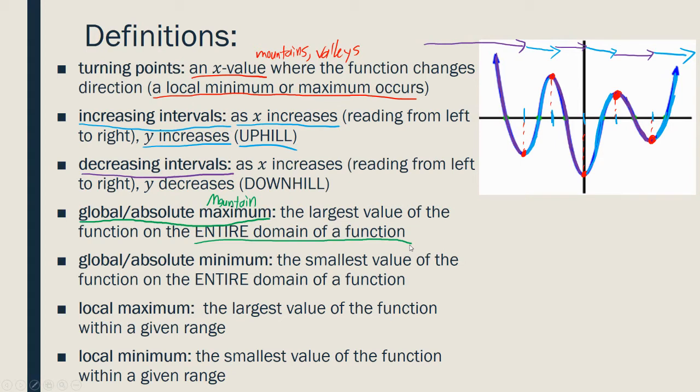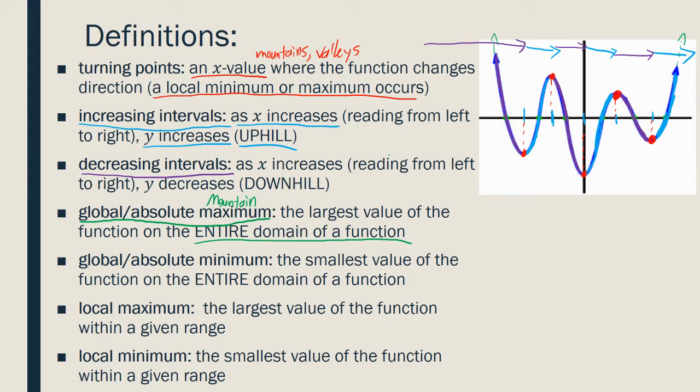entire function. If one exists, I'm looking for the highest point. Well, you'll notice that this point seems pretty high, but the graph keeps going up in this direction forever and ever, and up in this direction forever and ever. So like on this graph, there would not be a global maximum because there is no tallest mountain.